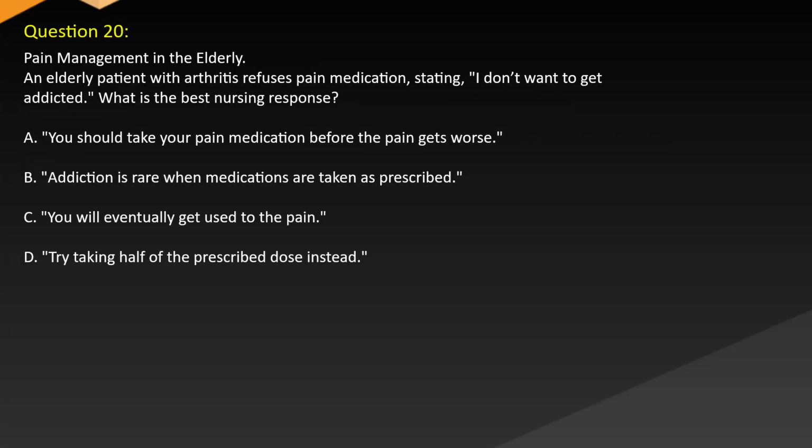Question 20. Pain management in the elderly. An elderly patient with arthritis refuses pain medication, stating, "I don't want to get addicted." What is the best nursing response? A. You should take your pain medication before the pain gets worse. B. Addiction is rare when medications are taken as prescribed. C. You will eventually get used to the pain. D. Try taking half of the prescribed dose instead.